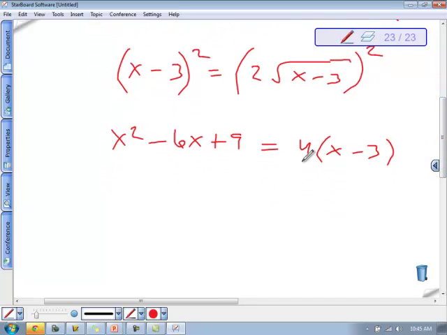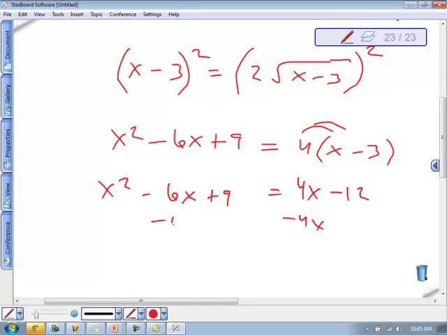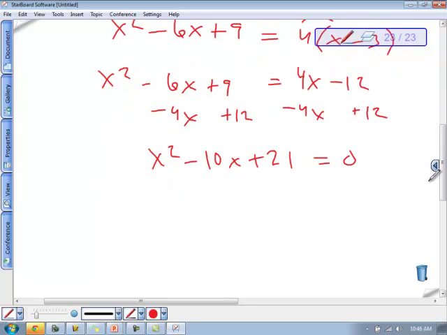All right? And then obviously you FOIL, or I mean distribute, and get it in standard form. So now I'm going to subtract 4x from both sides. This gives me x squared minus 10x, and then add 12 to both sides. And this gives me 21 equals 0. And now we just need to solve this quadratic for when it intercepts the x-axis.